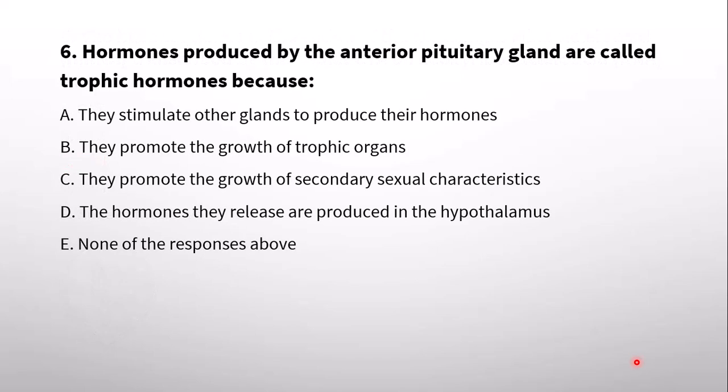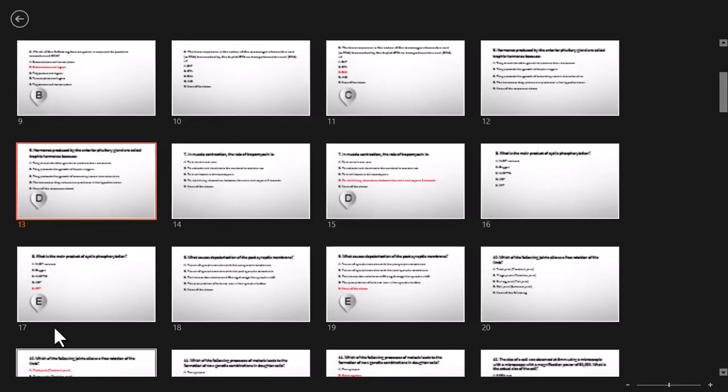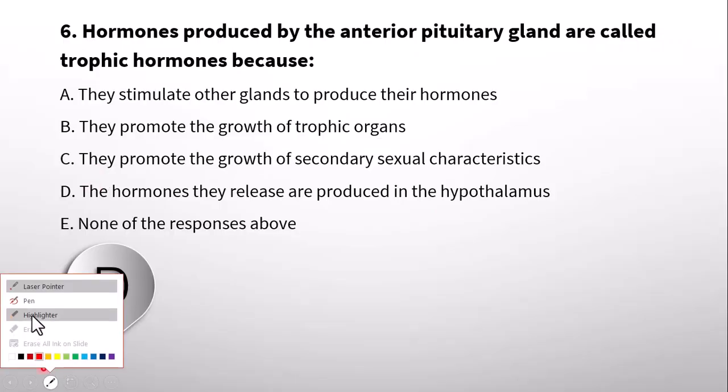Number 6, hormones produced by the anterior pituitary gland are called trophic hormones because, I did not highlight in red, but we have this here. And this is really not correct. Sorry about that. I think the answer should be, let me grab a pen here.